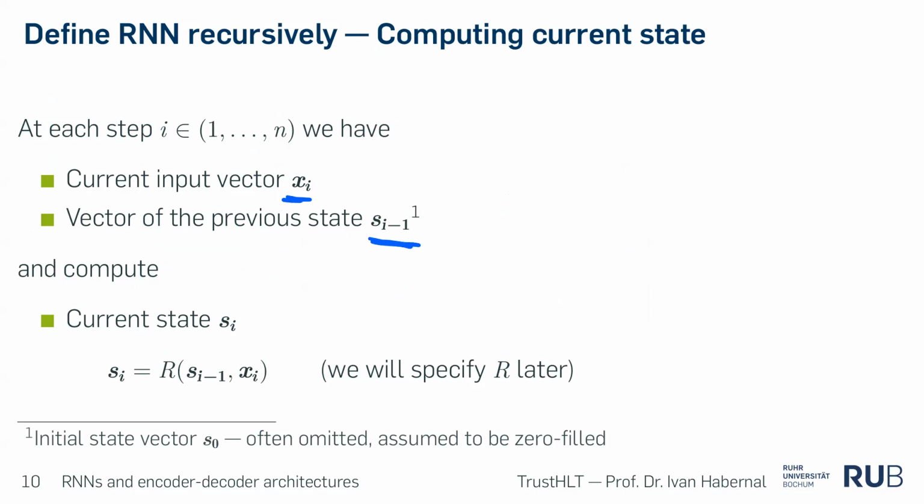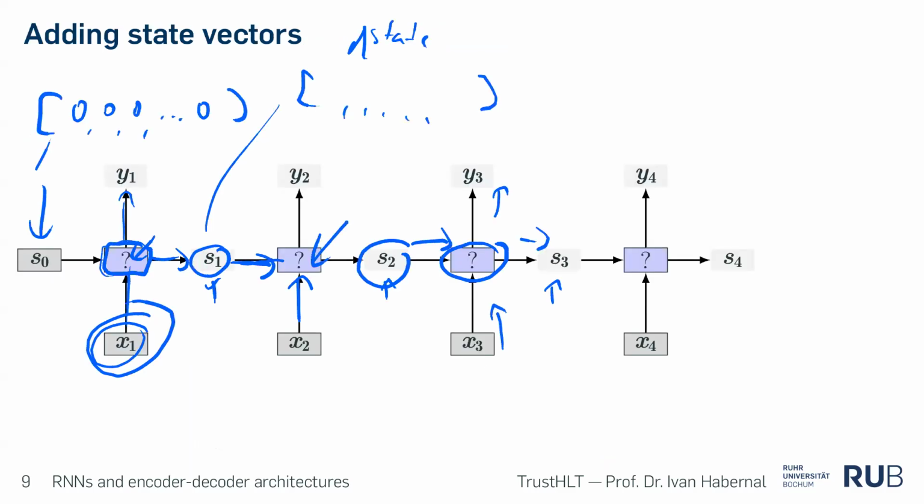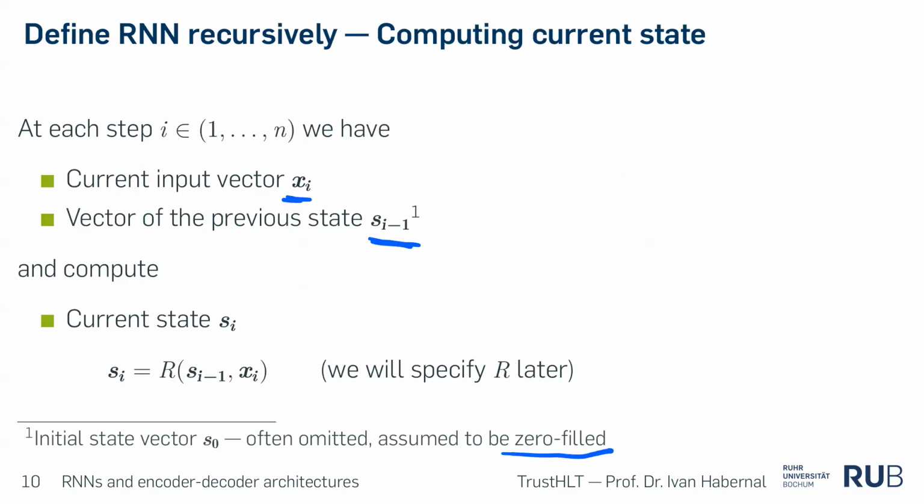And you were right, whoever said all zeros. This is the initial state vector S0, assumed to be zero-filled. So you are correct. Anyway, we have the input of the current position and the previous state, and we want to compute the state at this position. For this, we're going to use a function r. Why not? r takes the previous state and the input and outputs a vector. So some abstract function r.